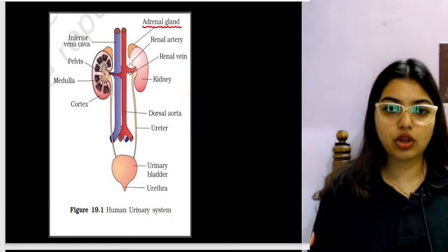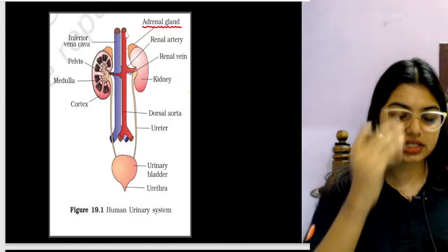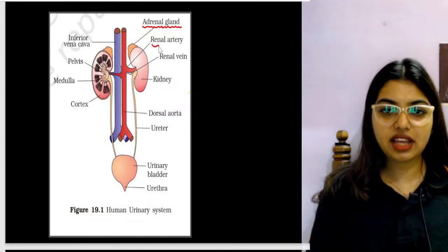Okay, so here on top, this is the adrenal gland. Adrenal gland, then we have the renal artery.